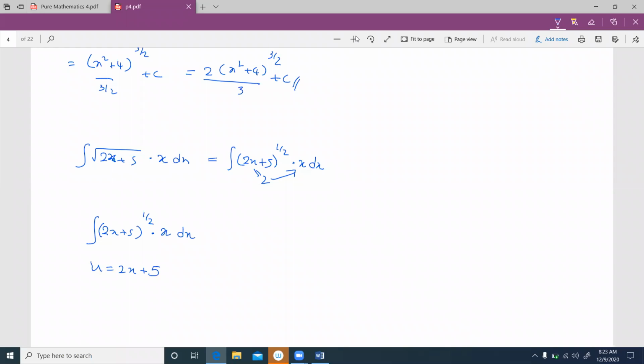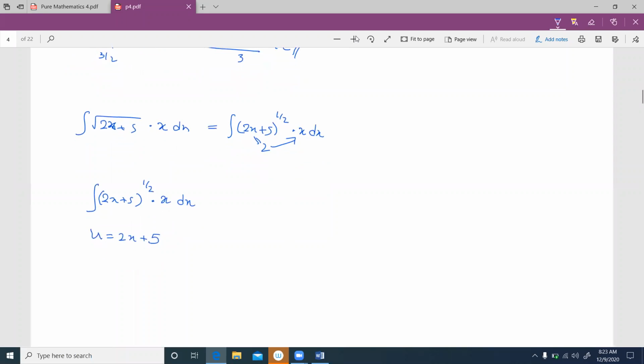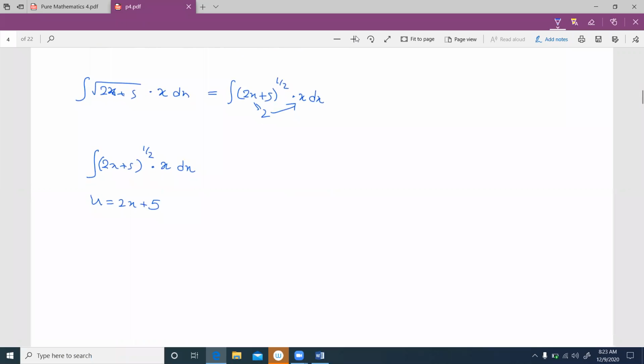Sometimes you write u squared. It depends on the question. So you just substitute u and see whether it works. If it does not, you put u squared and see whether that works, because there are a lot of substitutions we can do, but in our curriculum, those are the main ones we concern ourselves with.